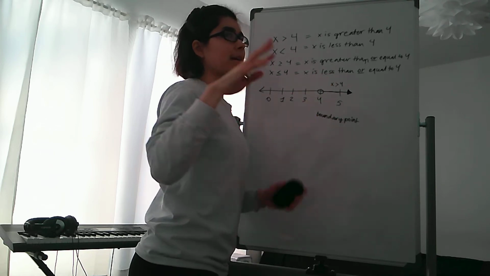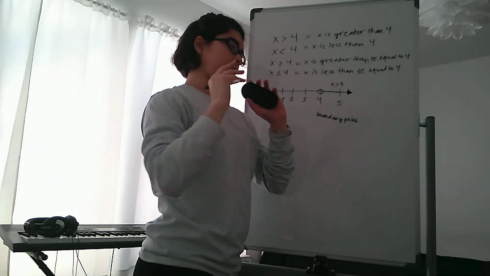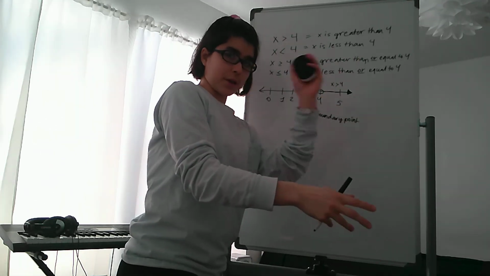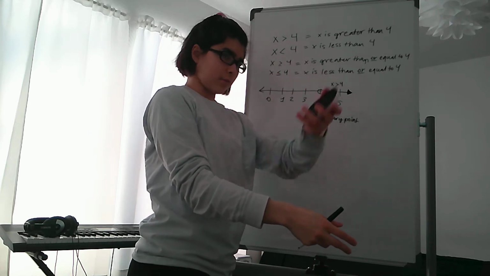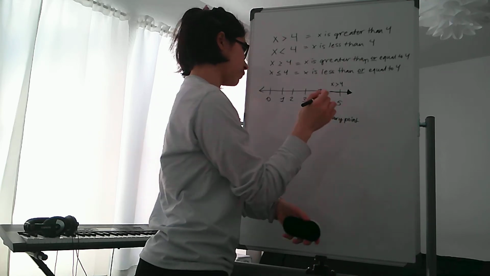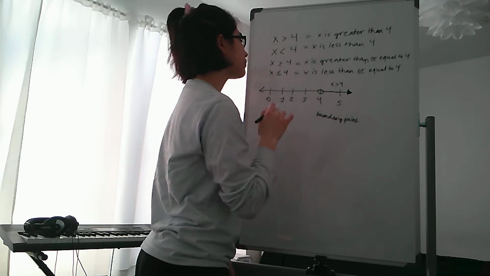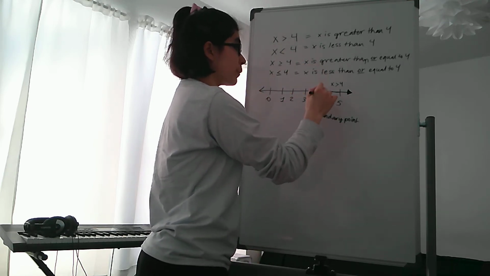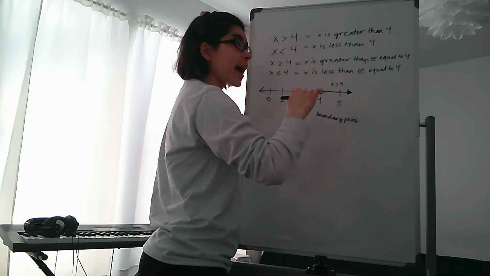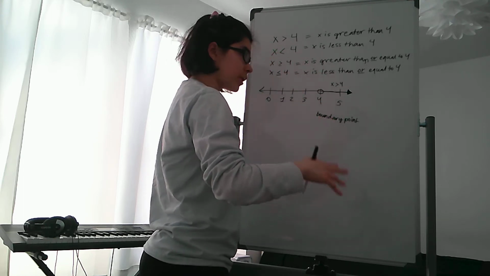Because when we say x is greater than 4, we are saying everything bigger than 4, okay? We're not caring about 4. That's why the circle is open, okay? So, an open circle means that number is not a solution to the inequality.